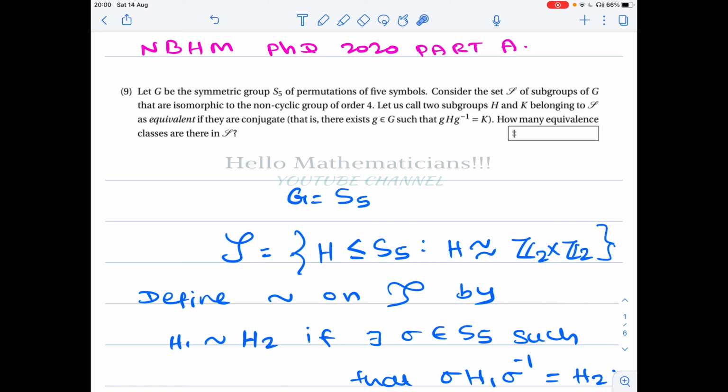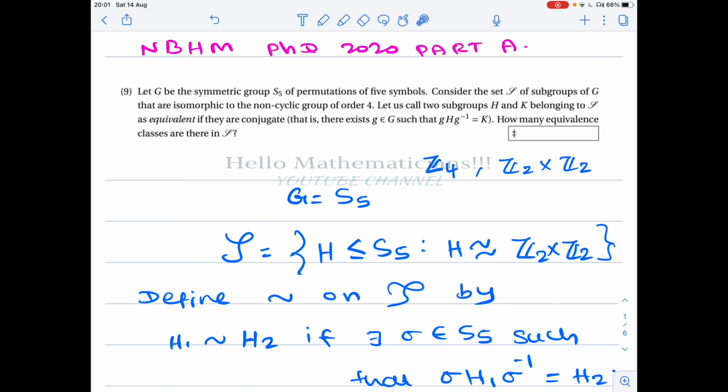Let's see the problem. G is the symmetric group on 5 symbols, that is S5. In S5, we are collecting some subgroups. This set S consists of subgroups of S5 which are isomorphic to the non-cyclic group of order 4. If you remember, there are only two groups of order 4: one is Z4, another is Z2 cross Z2.